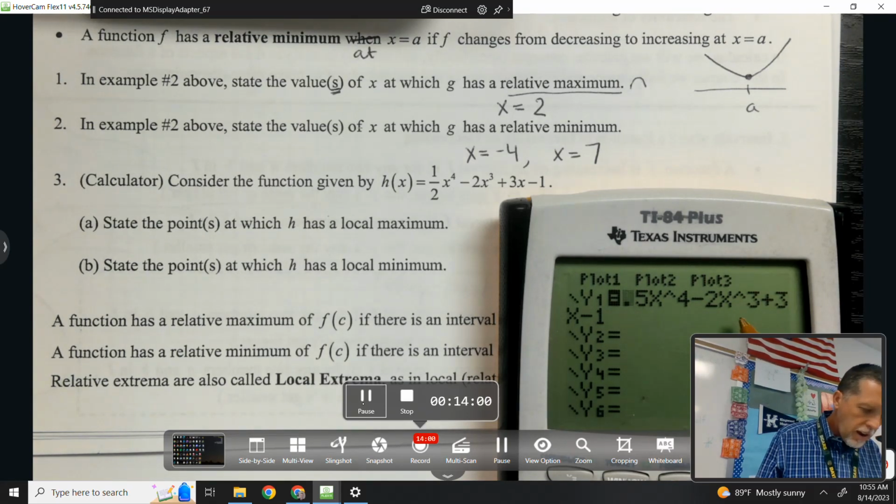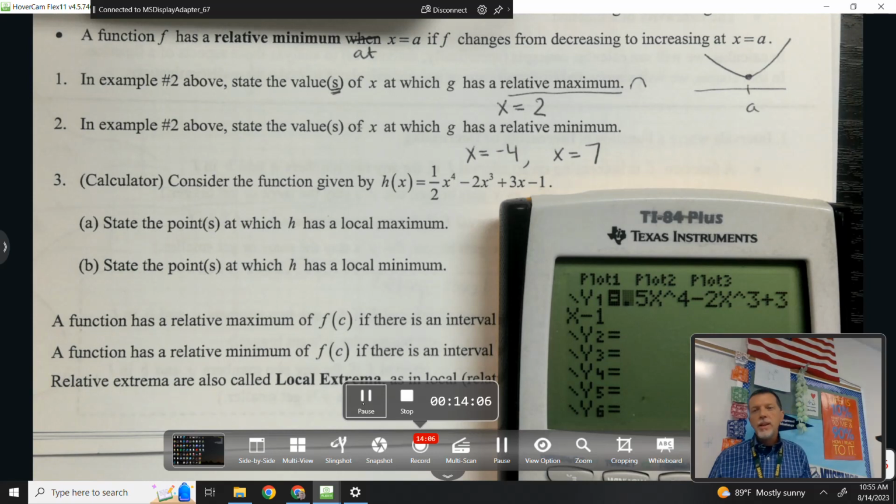And then, as always, double check to make sure you typed it in the right way, because your calculator is not going to make any mistakes. It's only going to be if you put the equation in wrong. I didn't want to mess with a fraction, so I just put 0.5 instead of 1/2.